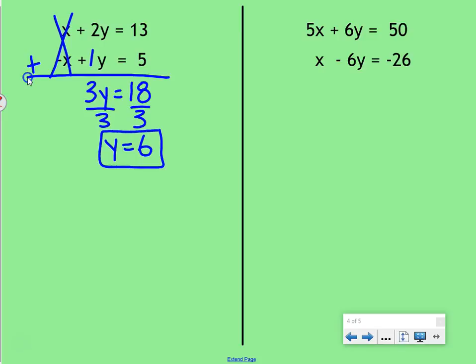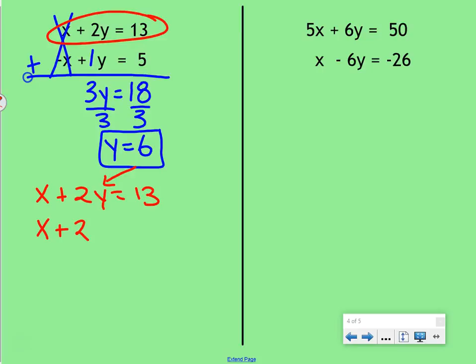Pick an equation. I'm going to take this top one right here. x plus 2y equals 13. Make the substitution for y. So x plus 2 times 6 equals 13.